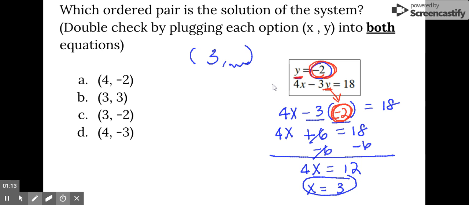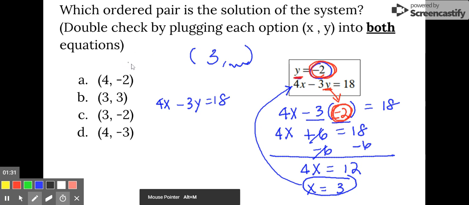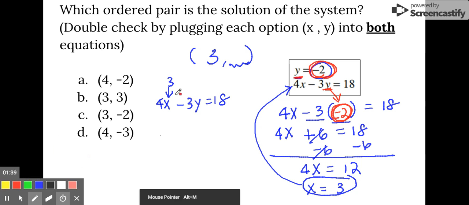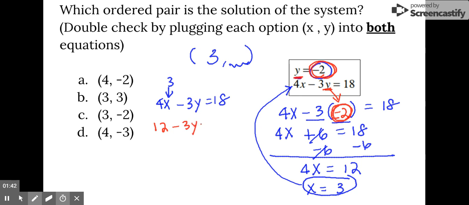And now you need to find y by plugging this 3 into one of the equations, right? So now I'm going to plug into the second, because the first one doesn't have x. So now 4x minus 3y is 18. So x should be 3, because I just found it. So now what is 4 times 3? That's 12 minus 3y is equal to 18. The reason why I'm choosing the second one is because I want you to practice simplifying and solving two-step equations.